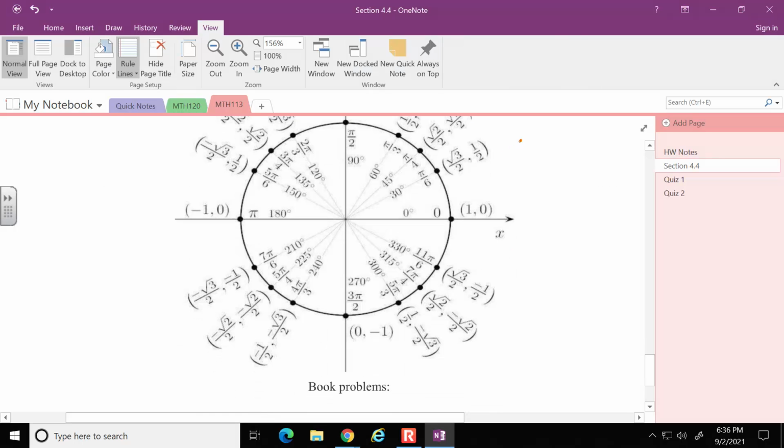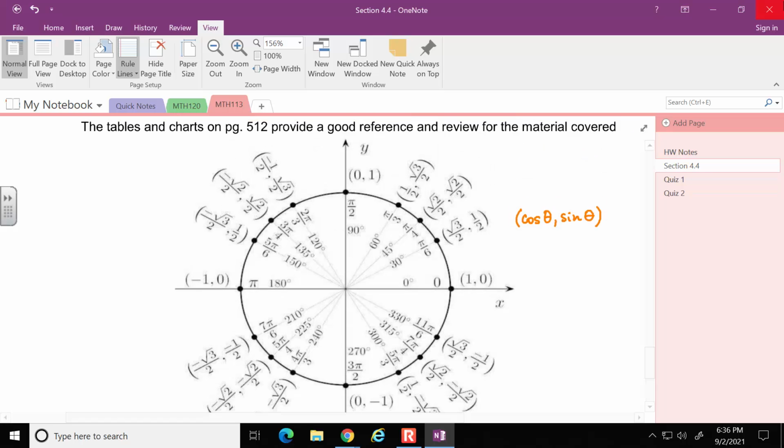In each of these cases, these coordinates are really giving us the cosine of theta, comma, the sine of theta. They're drawn on a unit circle, so that's that x and y coordinate. For a 45-degree angle, or pi over 4, the sine and cosine are both square root of 2 over 2. For a 60-degree angle, these are essentially flipped: the sine is square root of 3 over 2, and the cosine is 1/2.